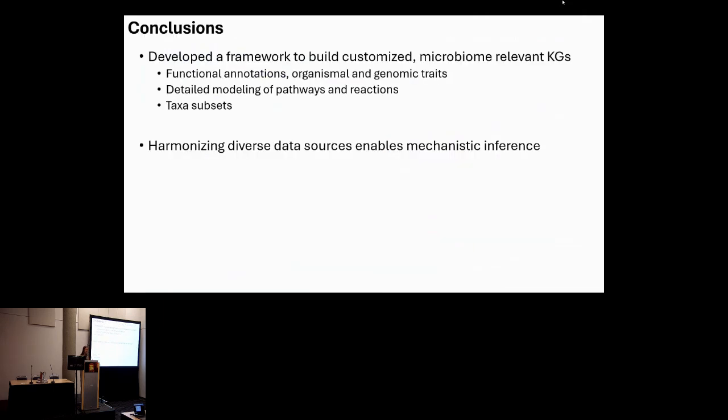So in conclusion, we developed a framework to build these customized microbiome relevant KGs, and I just presented a few examples of these graphs that can be used for this purpose, where we're able to integrate functional annotations, organismal and genomic traits. And also we provide a detailed modeling structure for modeling pathways and reactions. We can also, in this framework, select a subset of taxa for a specific use case so that the graph isn't getting too big and hard to manage. We also showed that this harmonization of these different data sources enables us to start to get at this mechanistic inference question in this IBD use case.